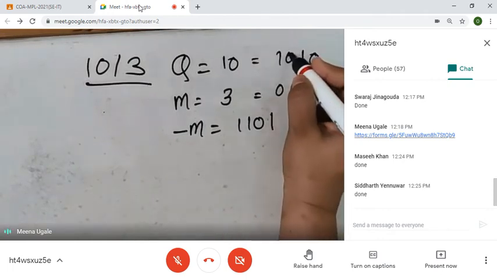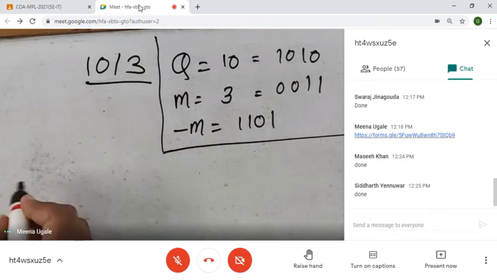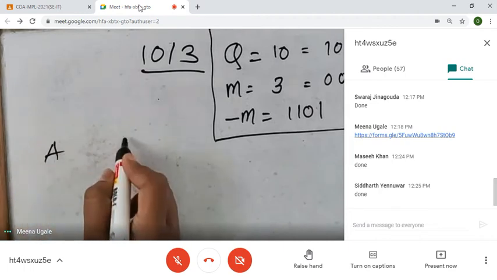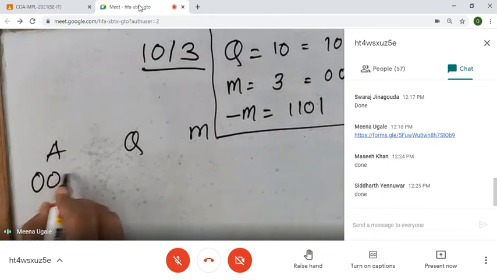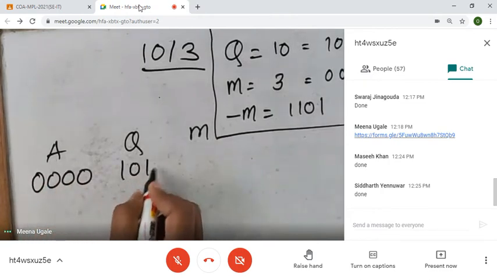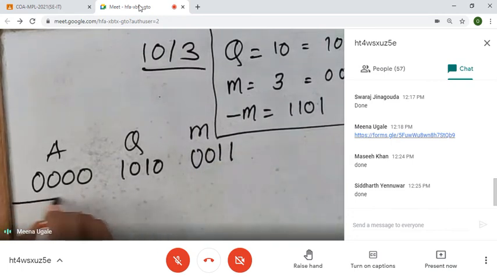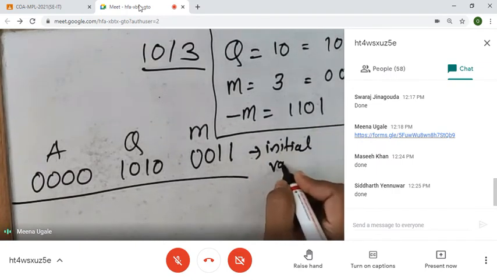Visible now? My board is visible? Yes, ma'am. So this is the first part, conversion of all the values into binary values. Now I'll write down A, Q, and M. Initial value for A is 0. Q is already assigned a value, and M is already assigned. So this is completing your first part, initial values.